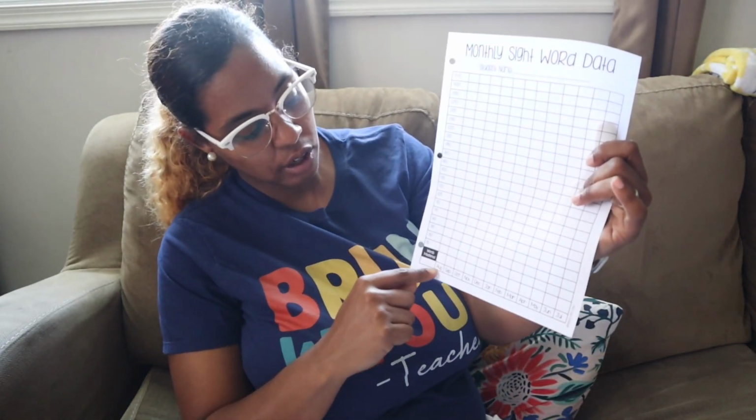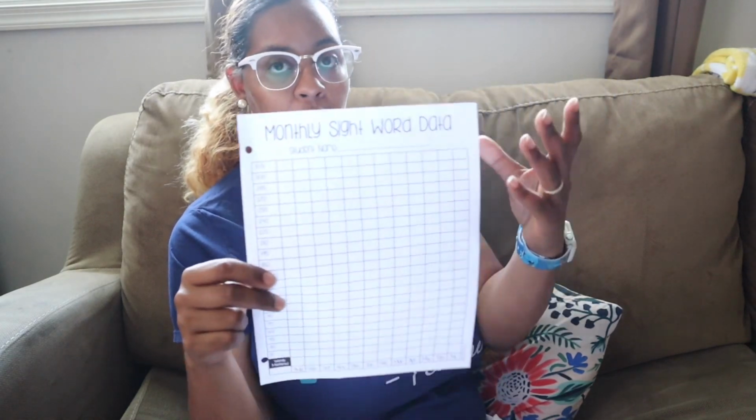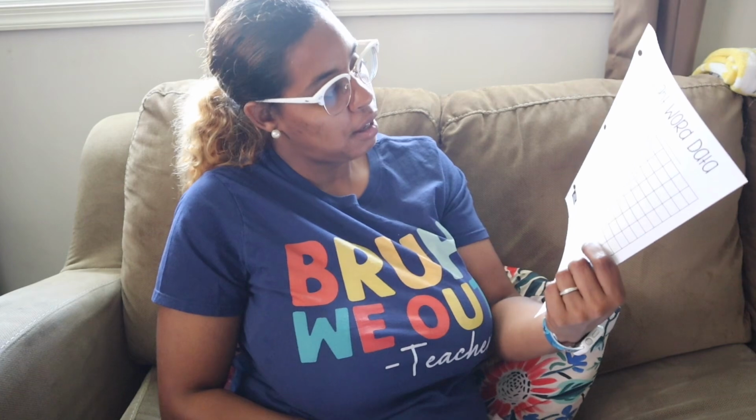And then there's also a log that can be sent home as well. It's called a monthly sight word data, where they would track in August how many words they've mastered, and then in September, October, November, December, all the way up until July. So we're not there in July, but at least you guys can see how many of the words it is they actually know. So this would be great if you actually use the entire packet, because it goes all the way up to 315 versus just the 40 for the pre-primer words.